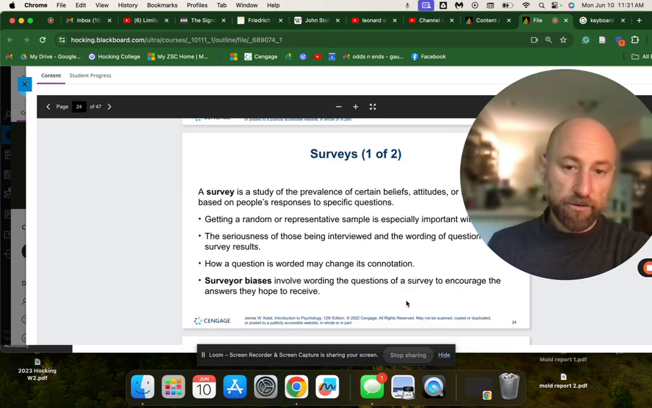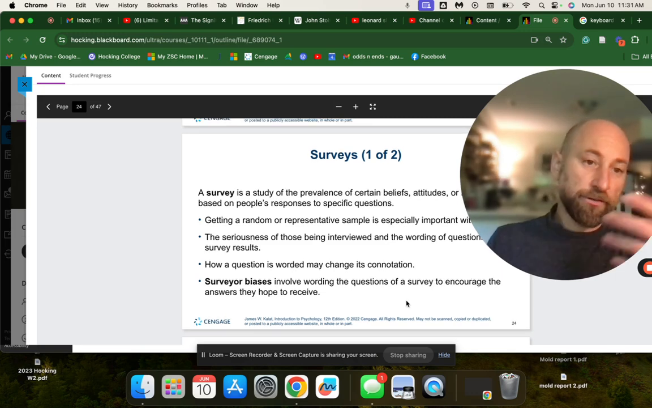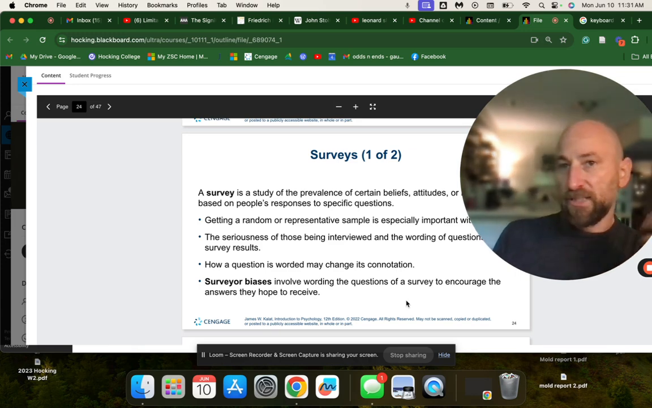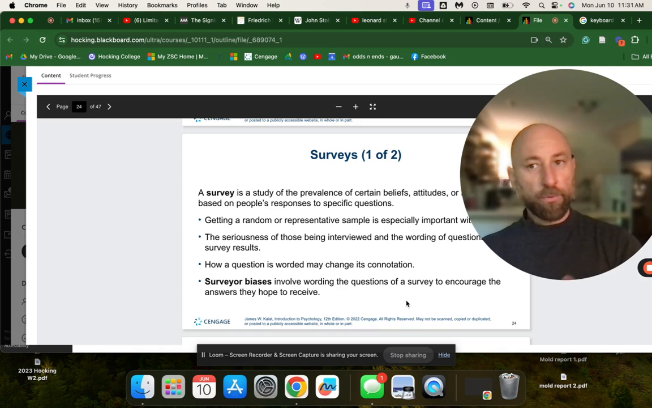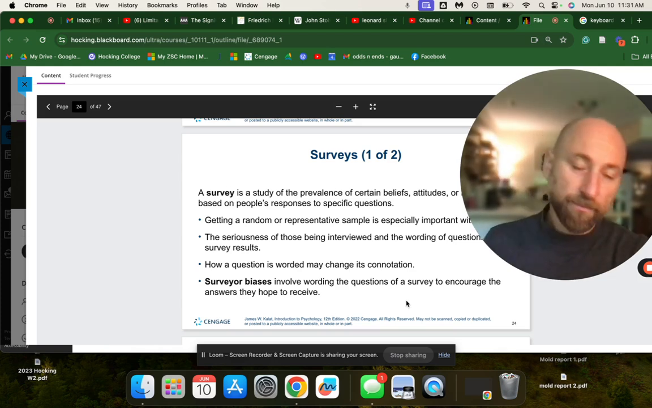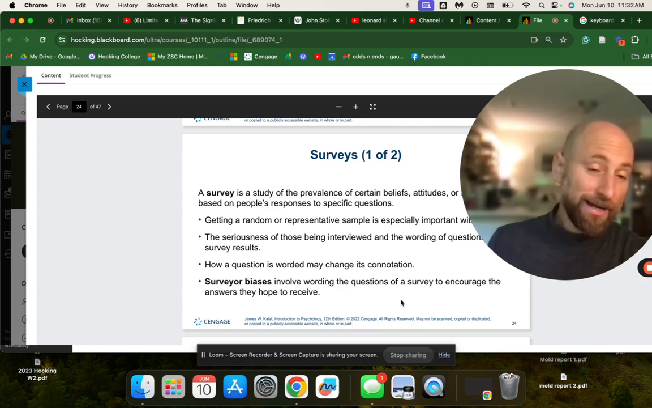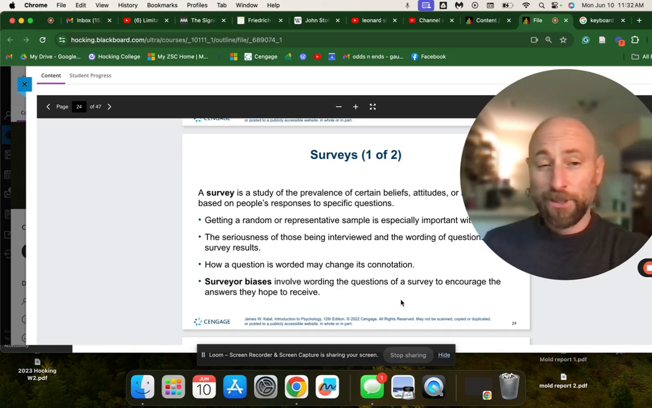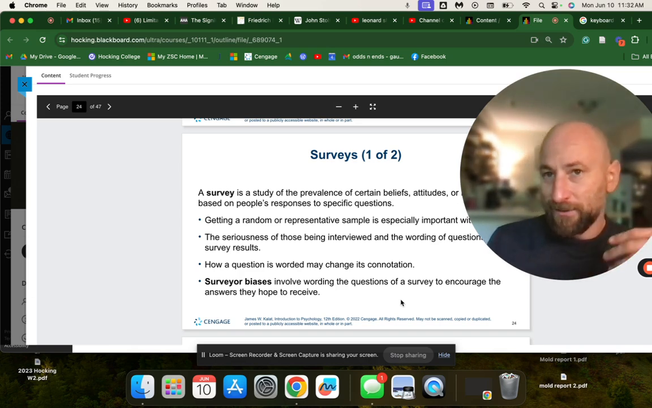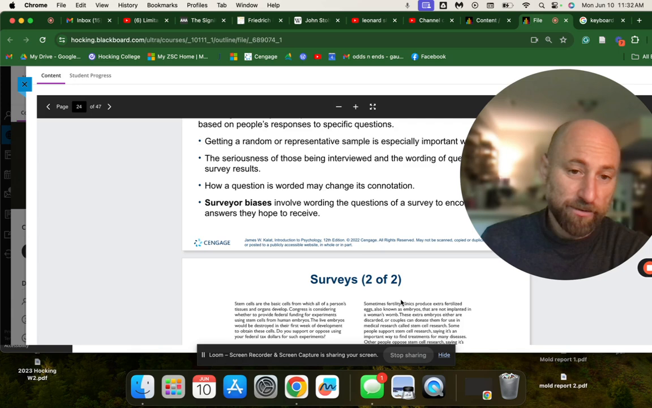Researchers may involve wording the questions of a survey to encourage the answers they hope to receive. So obviously, when researchers do research, they tend to word questions in ways that support their conclusion. We want to kind of fight against that tendency. But people don't always do a good job of that. And that's where it's up to the rest of the scientific community to come in and say, hey, you did this research, but the way you asked the question was really kind of leading and biased. And we reran your study and asked them the same question, but just asked it in a slightly different way and got a very different answer.